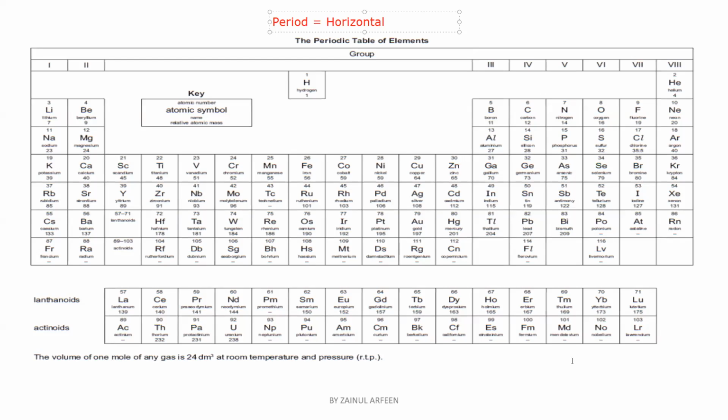Without a diagram, how can you work out the group number? You can simply check, like if I say what is the group of phosphorus, can you work out the group of phosphorus from the periodic table? You just have to check which column it belongs to. The column it belongs to is known as the group number. So phosphorus belongs to group 5.